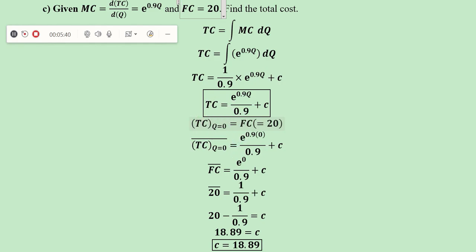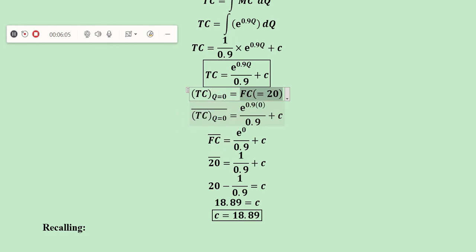For that, we use the initial condition, and that's why we consider Q is equal to 0 in this given function. Once we do this, we can find the value of the missing part, that is C. So once the output is 0, there will be only fixed cost, there will be no variable cost, and that will be equal to 20 as given before. Therefore, this is the total cost when there is no output.